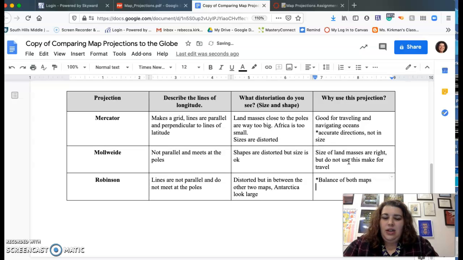It's distorted. This is another test thing right here. Distorted in shape, but less in size. So the size is a little less distorted, but it's distorted in shape.